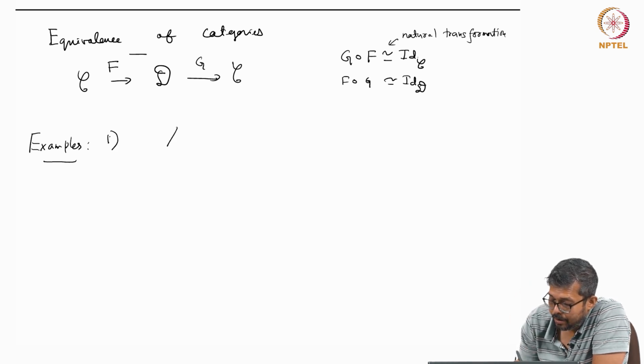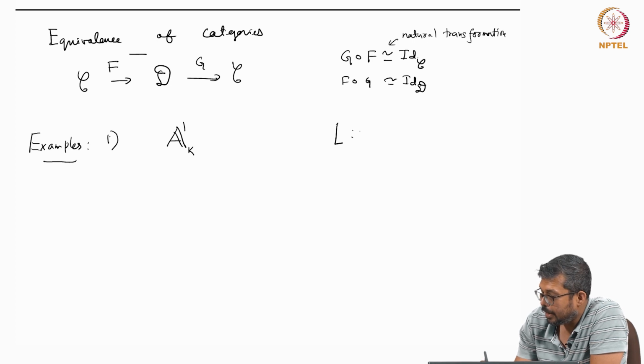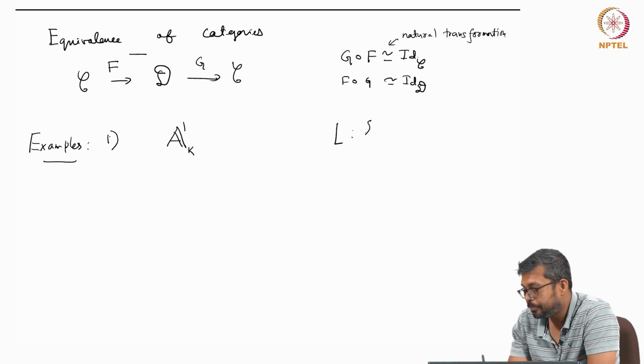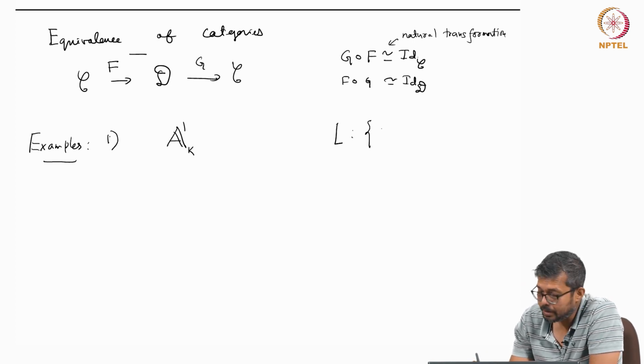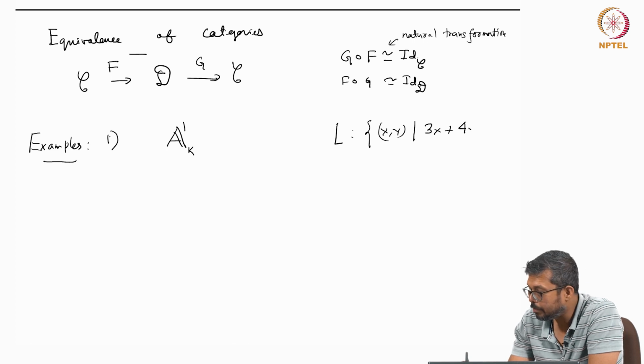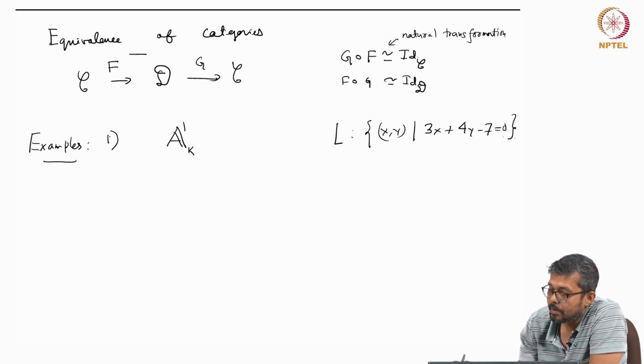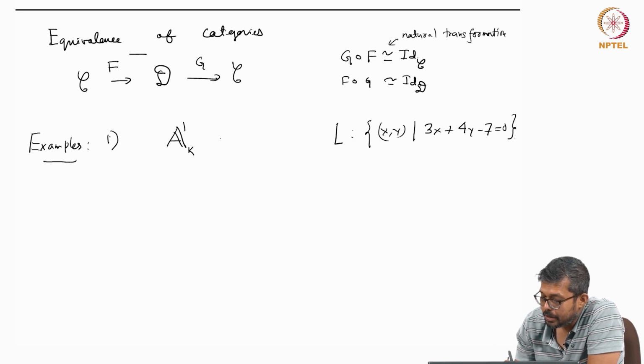Take the affine line A1, and take the line L, say (x, y) satisfying the equation 3x plus 4y minus 7. So this is a line in A2, right?